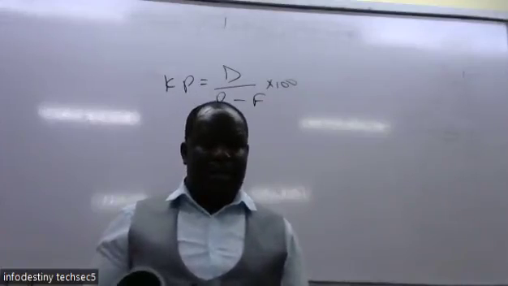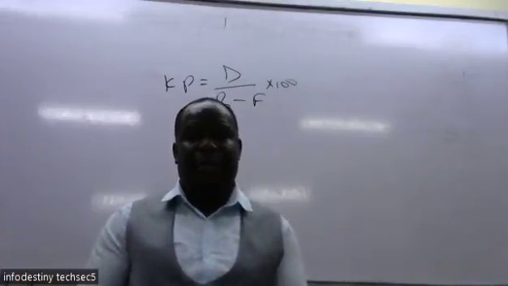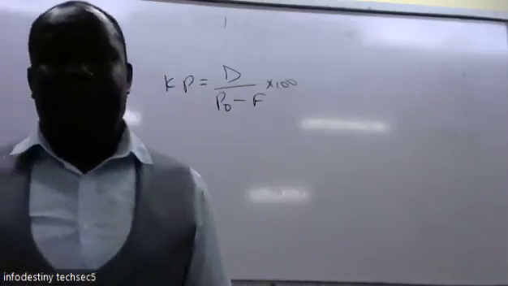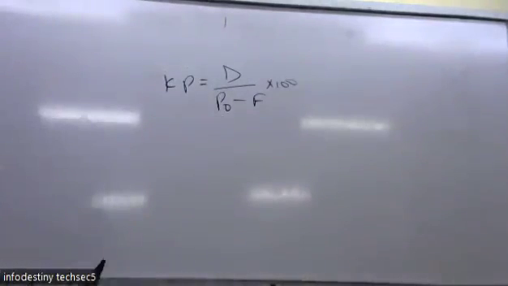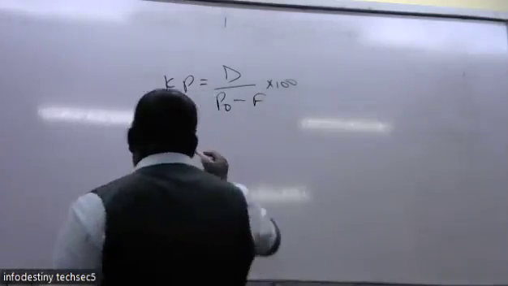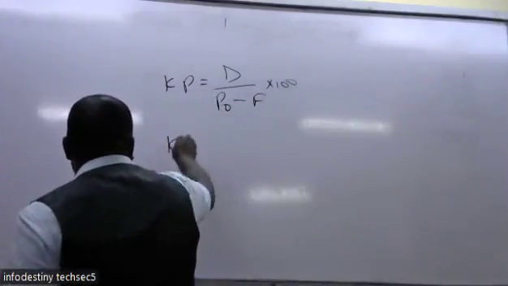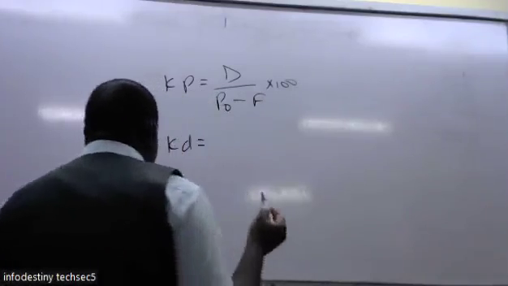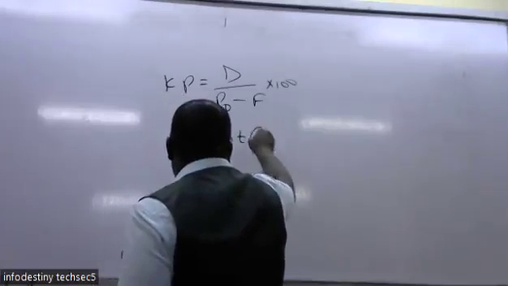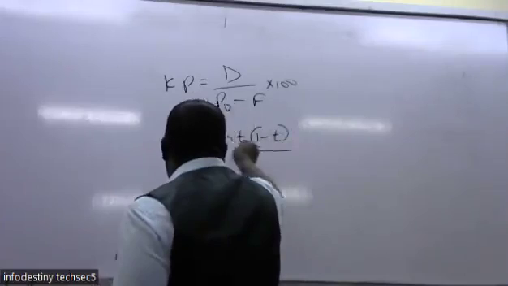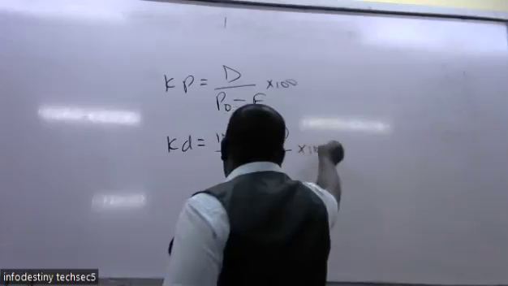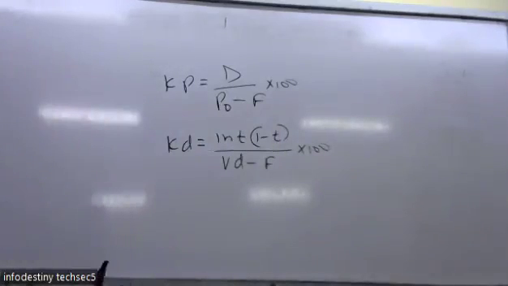Roman letter 1 will be irredeemable debenture. I'm only giving the formulas on how to get that cost. So KD will be the cost of the debenture. It will be equal to interest times 1 minus the tax rate, divided by the current value of the debenture minus the flotation cost. Then we also express it as a percentage.